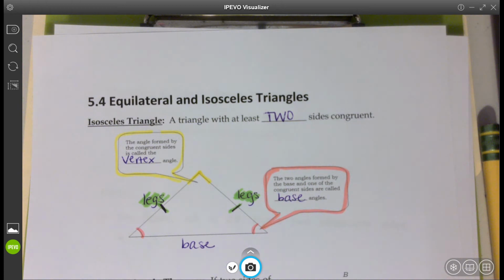Right, so today we're going to look at equilateral and isosceles triangles that we have heard before, and we're going to explore a little more closely. So the first one is our isosceles triangle. That is our triangle with at least two sides congruent. So you can see my diagram here.